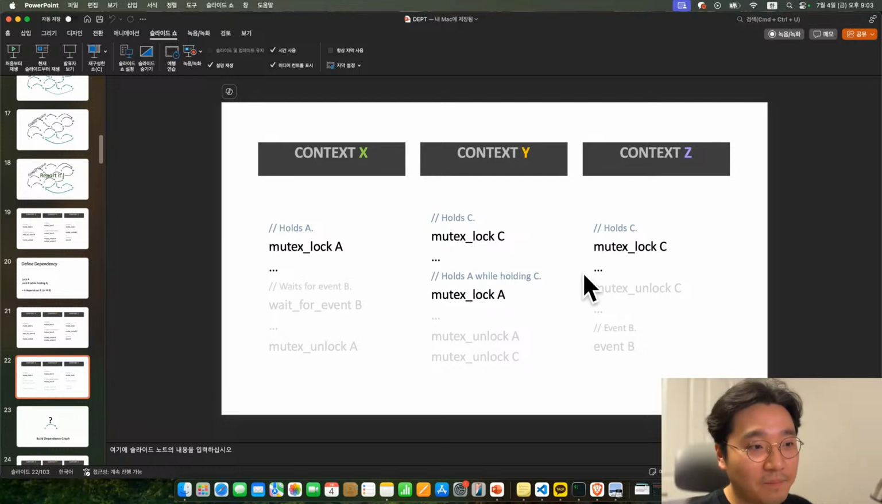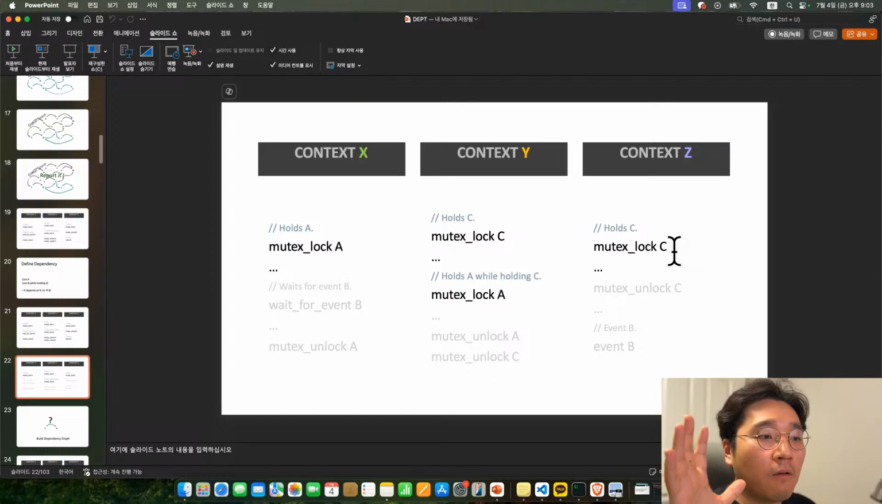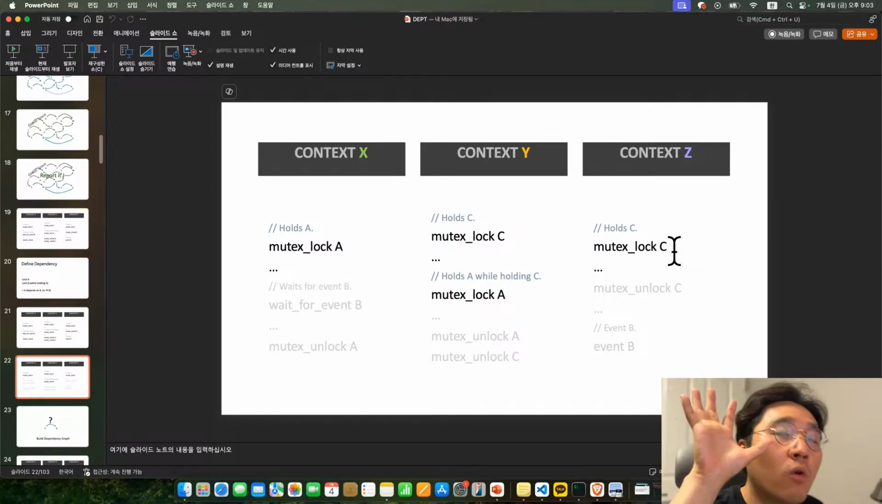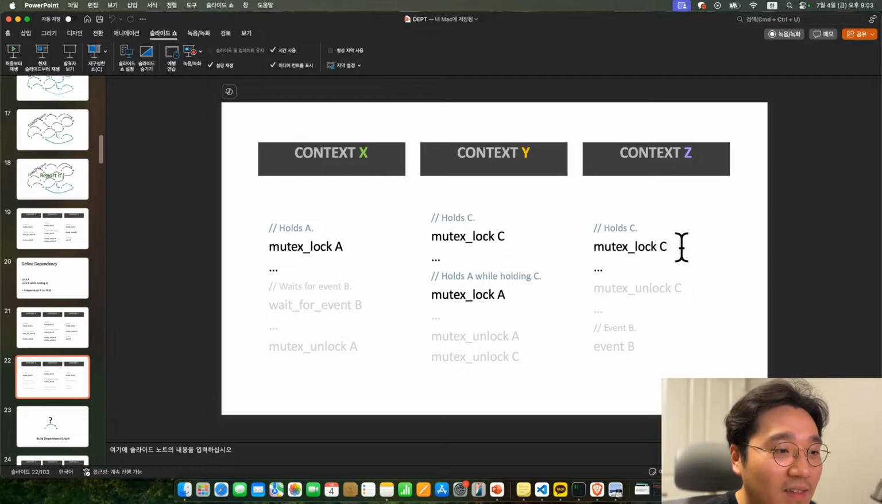Right? You can almost understand, right? Context G, at some point in the slide, they execute, some waiting for the lock C, right? These code are executed, right?